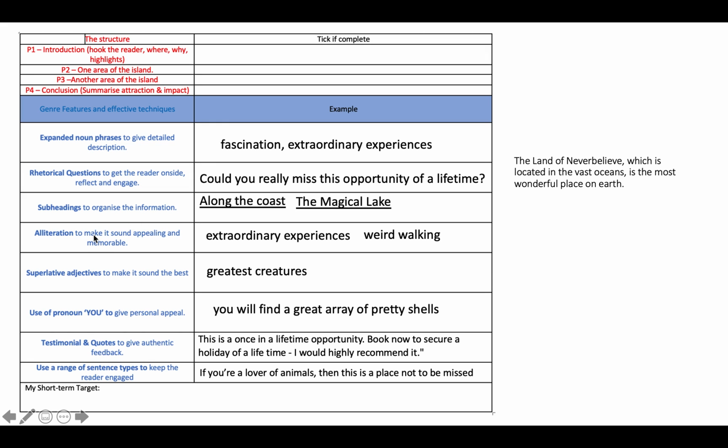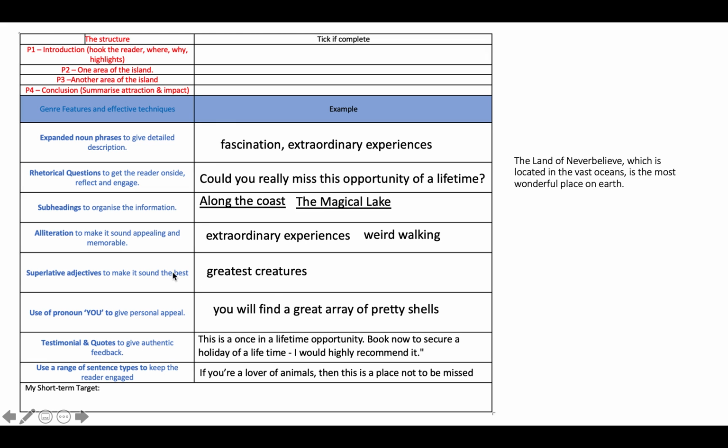Alliteration to make it sound memorable. So this is where you've got an adjective and a noun, a describing word and a thing. And then the first letter of each of the words is the same. So extraordinary experiences, wonderful walking. That kind of has a ring to it, doesn't it? And makes it more memorable. And then we've got superlative adjectives. So we've got the word greatest, the words that end in -est, best, coolest, coldest. We probably wouldn't use the word coldest. Biggest.